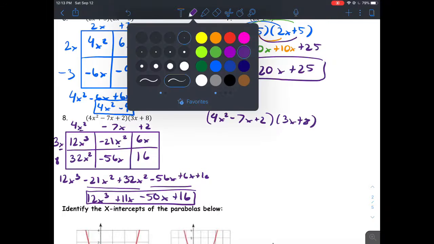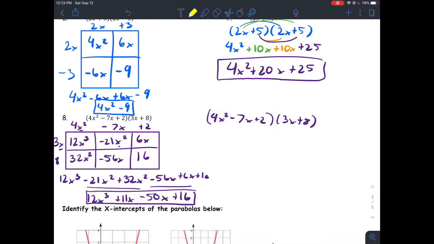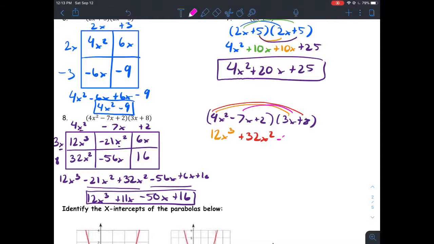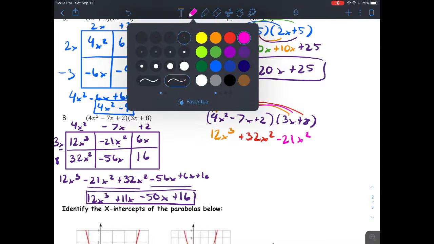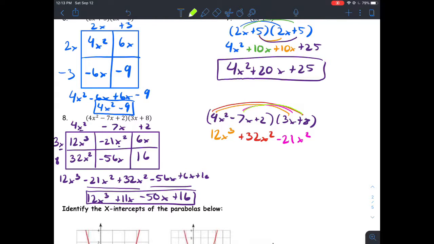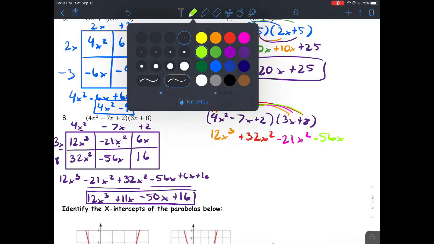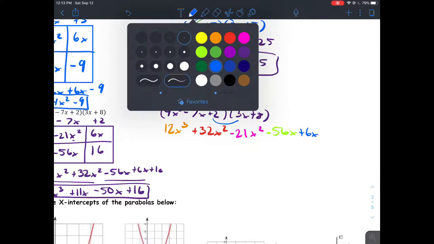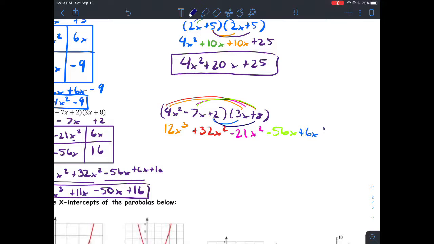So you get 4x squared minus 7x plus 2, times 3x plus 8. So how you do this is you're just going to go down the line and distribute each of these three terms to each of these guys. So let's go ahead and try it. So we'll do 4x squared times 3x, we get 12x cubed plus 32x squared. Now we have to distribute the negative 7, so we get minus 21x squared. Distribute that guy, we get minus 56x. Then we've got the 2, so we got plus 6x. And then our last one, we've got 16.